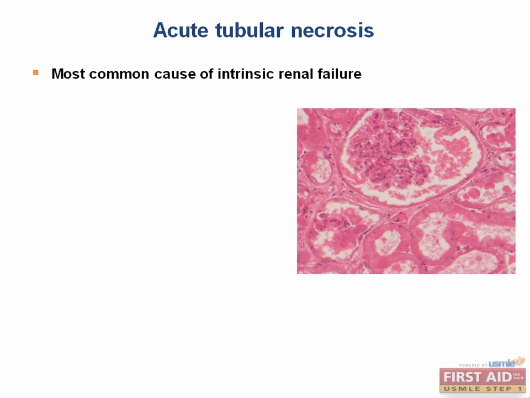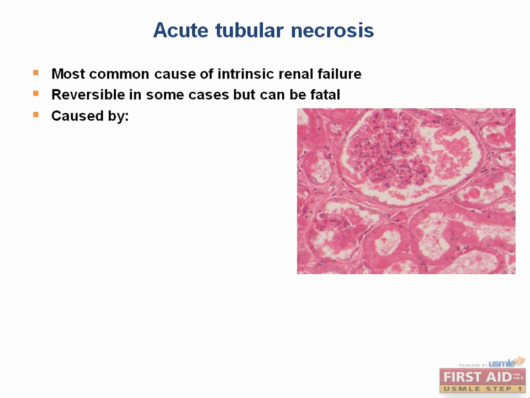Acute tubular necrosis is the most common cause of intrinsic renal failure. The interesting thing about this disease, however, is that it's reversible in some cases, but when it is fatal, death occurs during the maintenance phase, which we'll talk about more in a second. It's usually caused by either ischemic or toxic injury to the kidney.